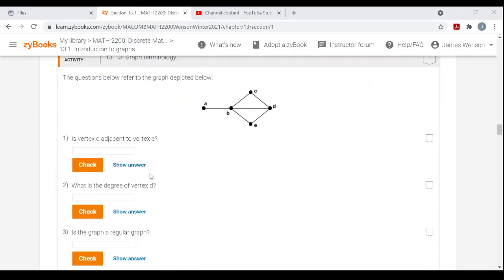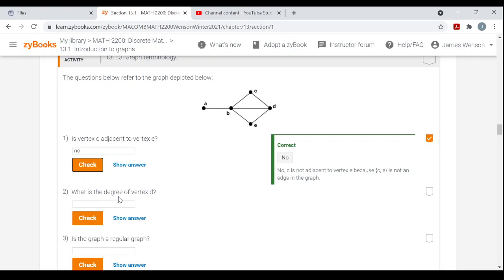So another graph. So again, questions below refer to this graph here with 5 vertices, A, B, C, D, E, and there's edge 1, 2, 3, 4, 5, there's 6 edges. Right? 6 edges, 5 vertices. Is vertex C adjacent to vertex E? Remember, this means that there's an edge between them. Well, is there an edge from C to E? No, there is not. So no.